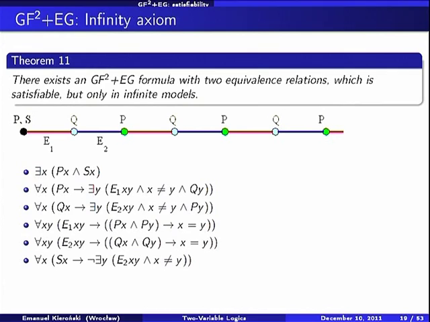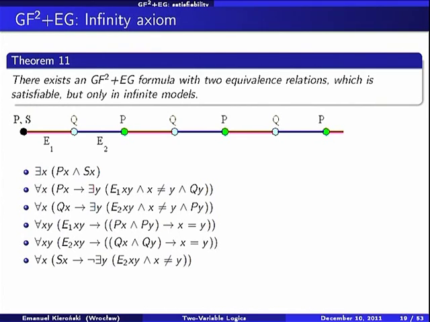And here, this is an example of a formula which has only infinite models. Yes, we have two equivalence relations, E1 represented on this picture by red color, and E2 represented by blue color. And what we say is that there exists an element satisfying P and S. We say that every element satisfying P is connected by E1 to an element satisfying Q, not equal to X for simplicity. Similarly, each element satisfying Q is connected by E2 to an element satisfying P.